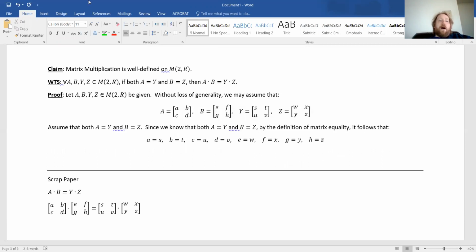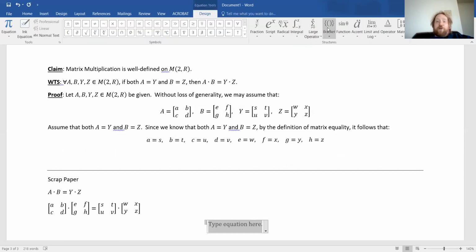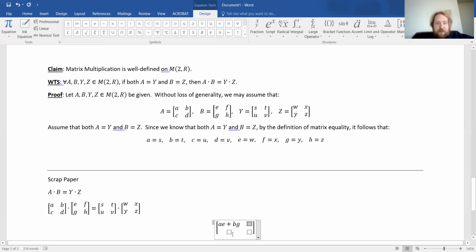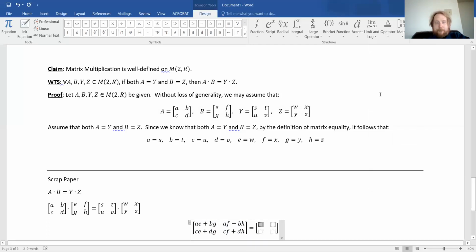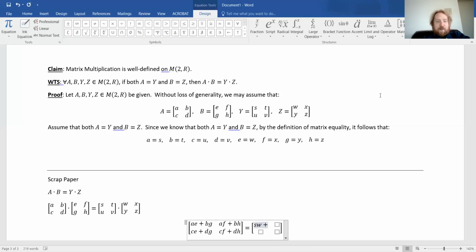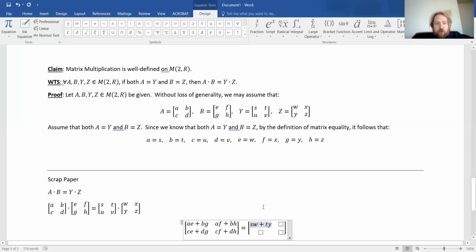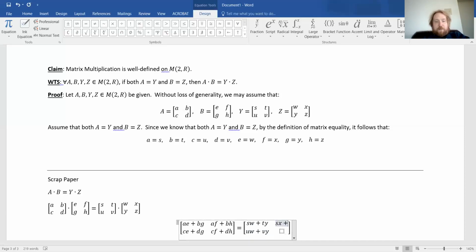If I multiply this out, what this means that I want to show is the matrix AE plus BG, and then CE plus DG, then AF plus BH, and then CF plus DH equals the matrix SW plus TY, UW plus VY, SX plus TZ, UX plus VZ.